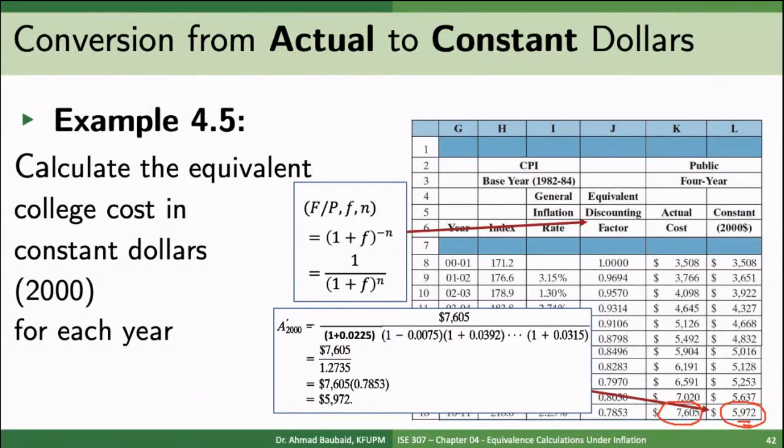So you see here, all of the multiplying is done in the bottom, which is equivalent to having a negative exponent. And you need to take all of these inflation rates, right? So F1, F2, and so on, all the way to the end. You compute that, and then you find your final answer.